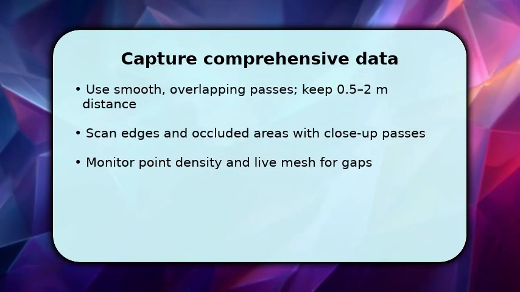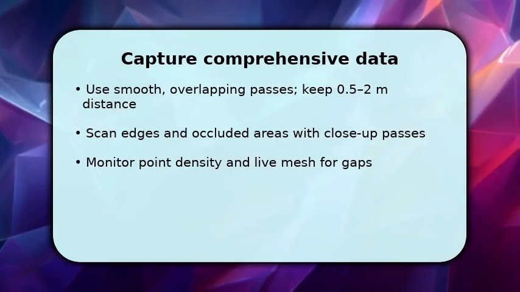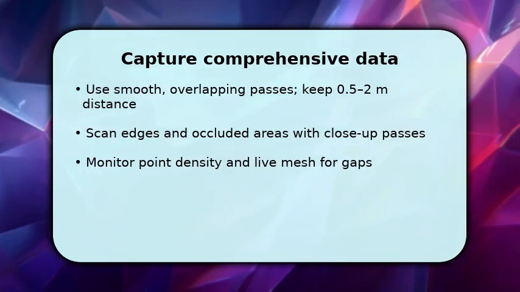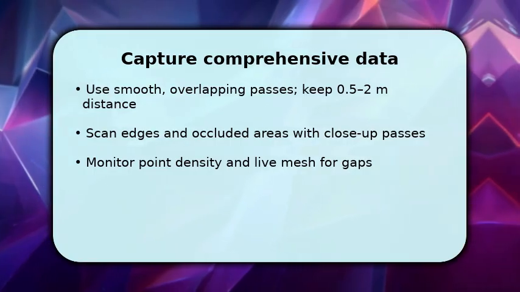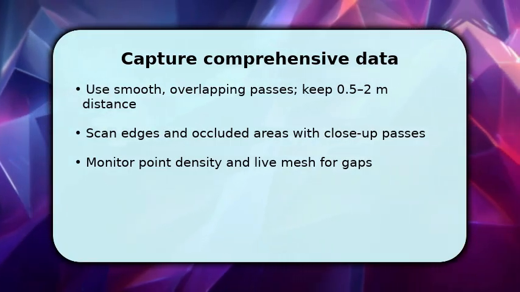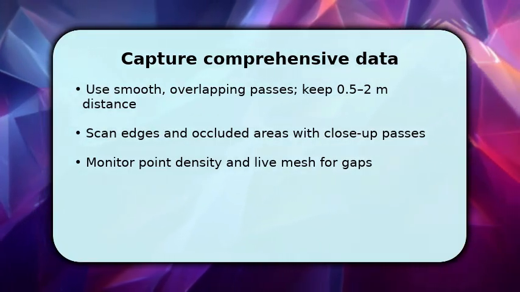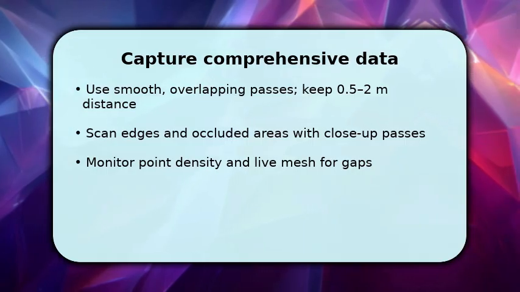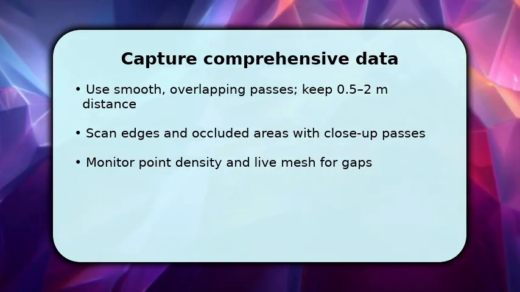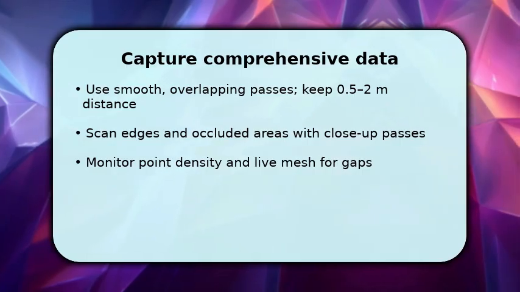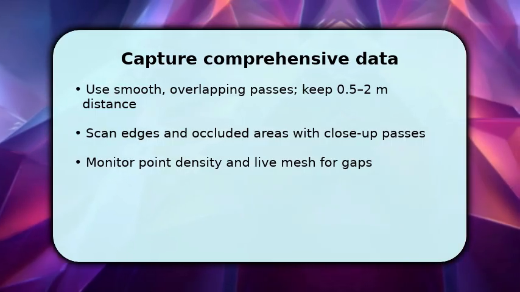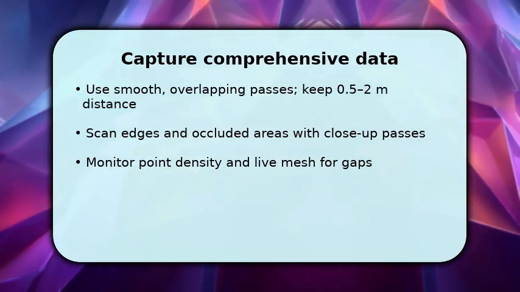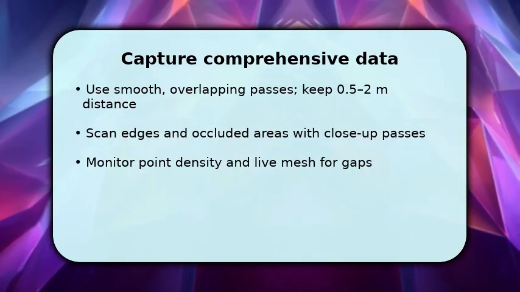You now focus on thorough coverage. Move in smooth, overlapping passes and keep roughly 1 to 2 meters from surfaces so you get even point density. When you encounter edges, recesses, or occluded areas, do a close-up pass to capture missing geometry. This eliminates holes later. Make sure to glance at the live mesh and point count in Polycam. If you see thin spots, rescan those areas immediately to ensure a clean, continuous model for processing.